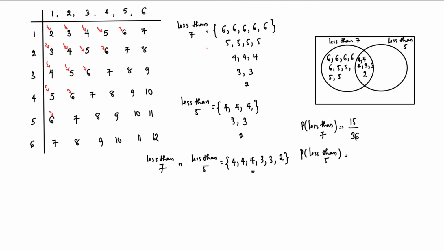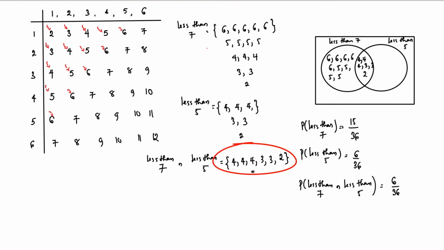So the probability of having a value less than 5 is going to be equal to, when we count the values that are less than 5, we have 6. So that means we have 6 divided by 36. And when we work on the intersection, that is less than 7 intersection less than 5, that is also equal to 6 divided by 36.